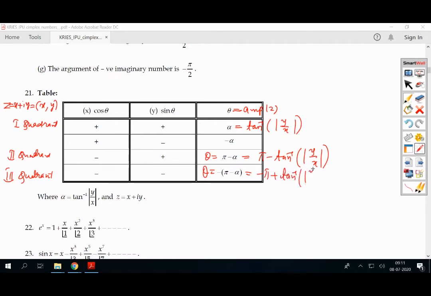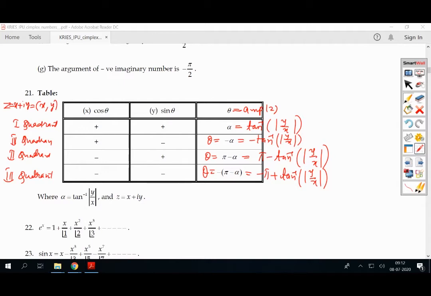Then, if it goes to the fourth quadrant, in the fourth quadrant cos is positive and sin is going to be negative. In that case, the amplitude theta you can write as minus tan inverse of modulus of y by x. Very good. So this is how you can choose the amplitude of the complex number based on the position of the complex number in different quadrants.